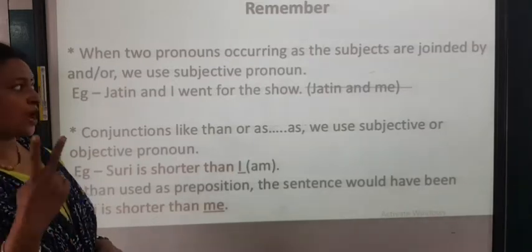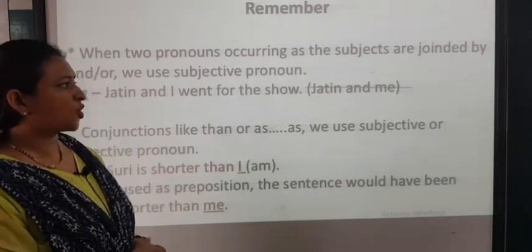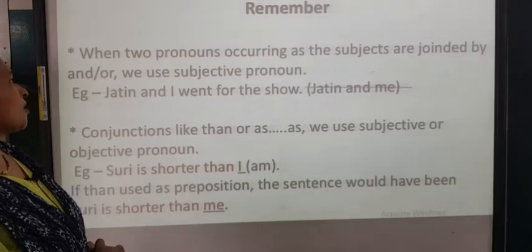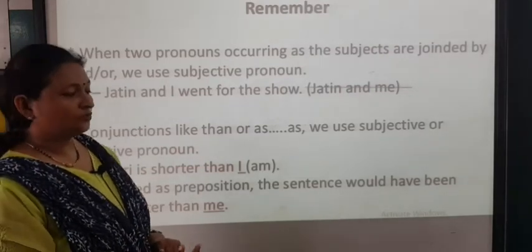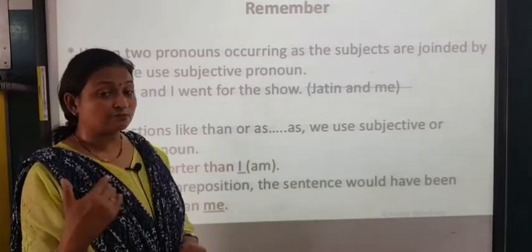Remember, when two pronouns occurring as subjects are joined by and or, we use subjective form. Jatin and I went for the show. We will never say Jatin and me. Subjective hai I.